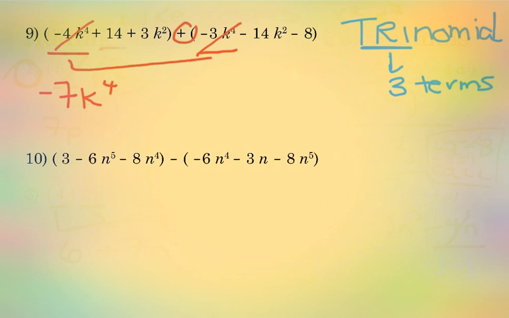Looking at positive 14. 14 is a constant, has no variable behind it, so I can combine it with anything that is also just a number, has no variable attached. Can't combine it with that 3k squared, can't combine it with the negative 14k squared, can't combine it with a negative 8. 14 plus negative 8. Positive 6, what's my variable? There is none, so just that positive 6.